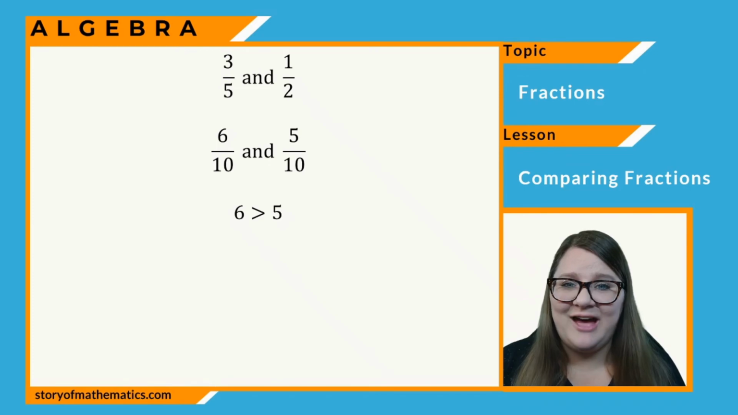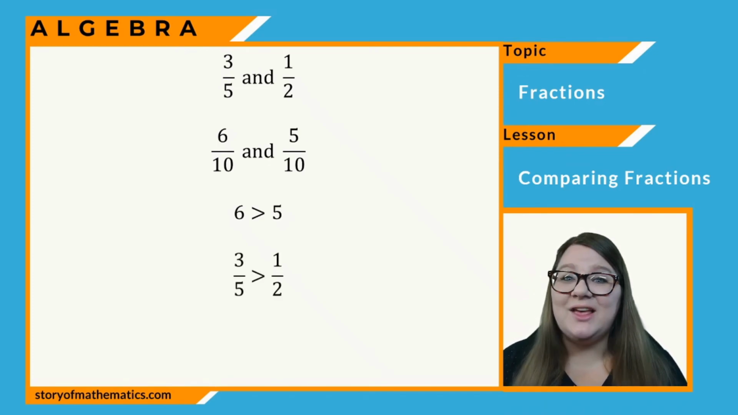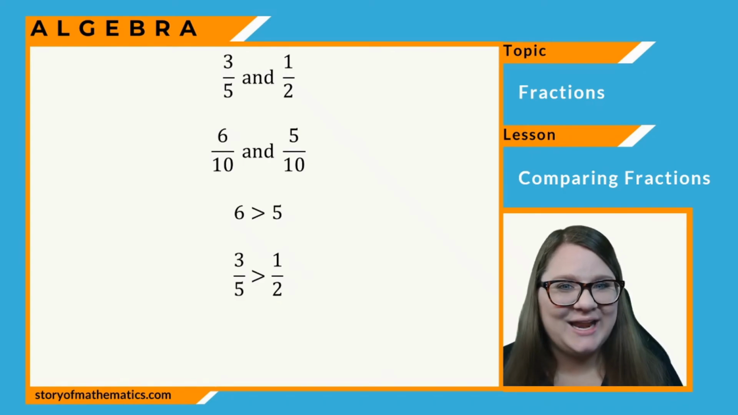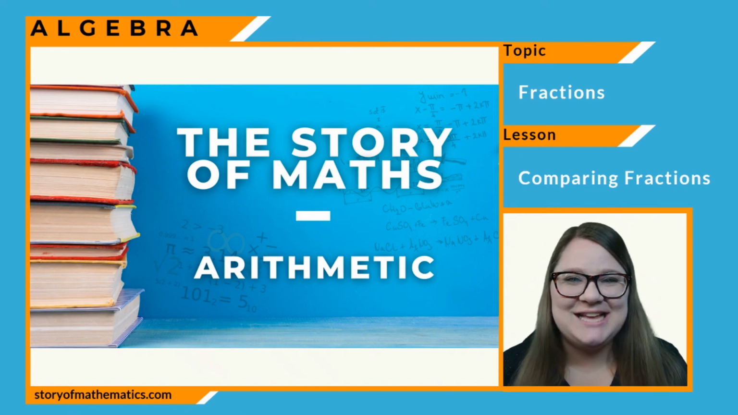Since 6 is greater than 5, I know my first fraction is greater than my second fraction. So I can say 3/5 is greater than 1/2. And that's how you compare fractions, even if they don't have the same denominator.